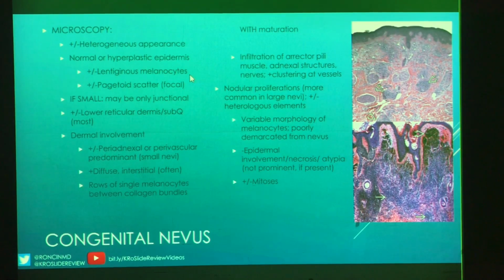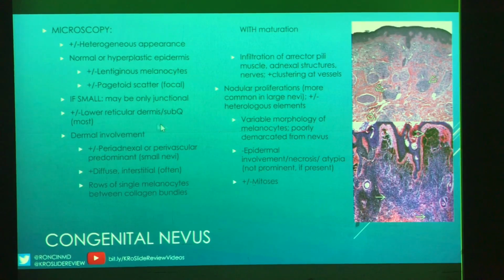You can have lentiginous melanocytes. You can have focal pagetoid scatter. Remember, pagetoid scatter means that you have this relatively superficial scattering throughout all layers of the epidermis. Okay, it's not just restricted to the basal layer. Small lesions may only be junctional. So dermal lesions are down here, junctional lesions being at the dermal epidermal junction, okay?